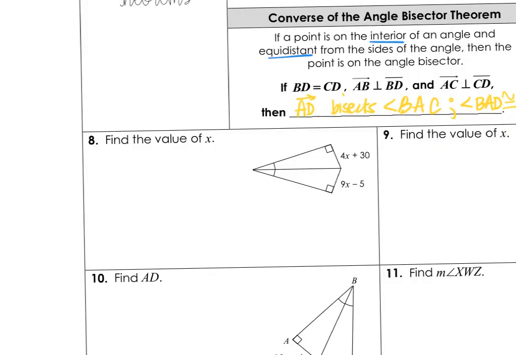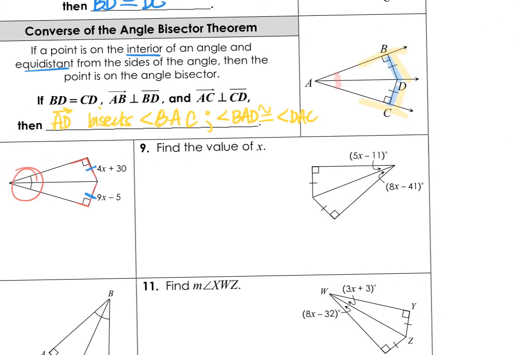Look at what you're given. All right, you clearly have an angle bisector going on, and you know that these sides are perpendicular to the sides of the angle. So straight up angle bisector theorem, these must be equal or congruent. So you can say 4x plus 30 is equal to 9x minus 5, and solve for x.